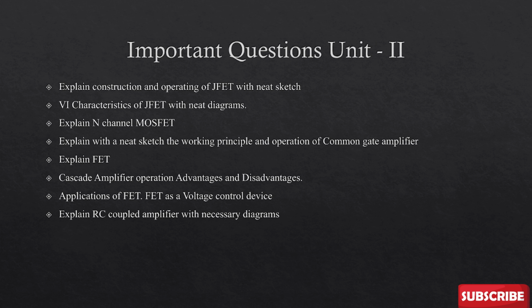Coming to the questions, you can check this: n channel MOSFET, VI characteristics of JFET. If the question paper is easy, I think any of these two questions will appear. Explain construction and operation of JFET and VI characteristics of JFET. So these are the basic questions they might ask. These are all the theory part, and if there are any problems, you can practice. We'll check your previous question papers in the last segment, and see if there is any problem they have asked from the second unit. That is also we'll discuss.